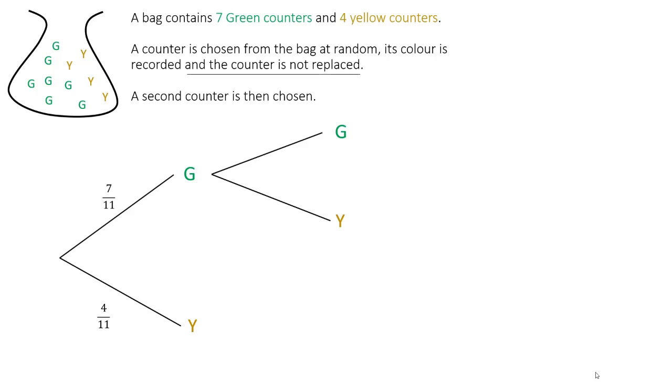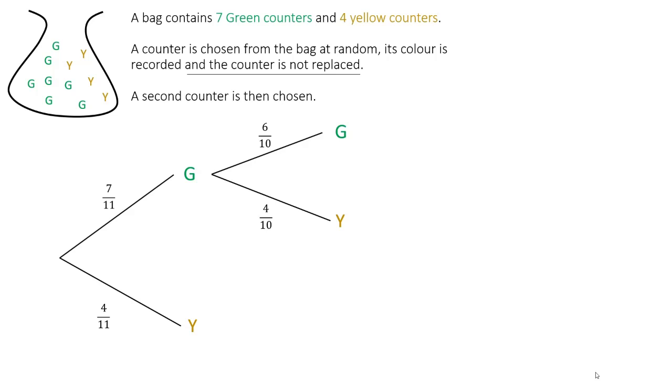How many greens are there? There were 7. One of them has gone. There are only 6 left. So 6 out of 10. The yellows, there's still 4 yellows. But we're out of 10 this time, so 4 out of 10. And notice that those 2 probabilities add to 1.